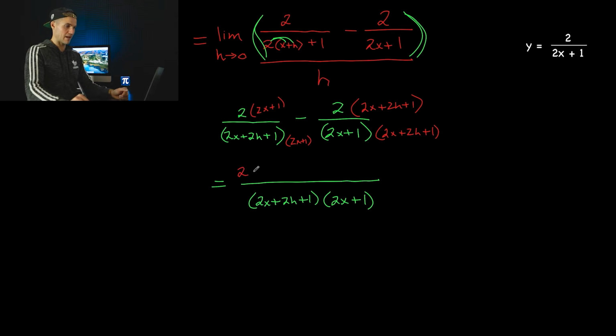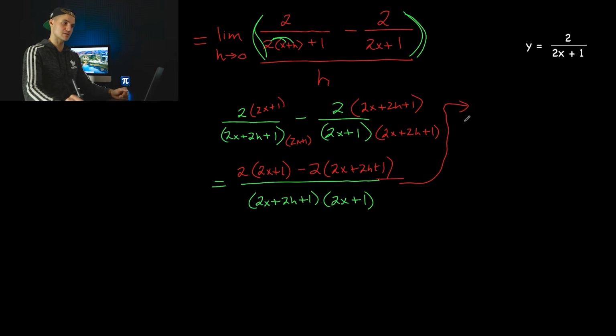And so what we would end up having is 2 times 2x plus 1 from this, minus 2x plus 2h plus 1, like that. And then we have to expand all of this here, right? So this would be 4x plus 2 minus, distribute that -2, so it would be minus 4x minus 4h minus 2 all over that same denominator.